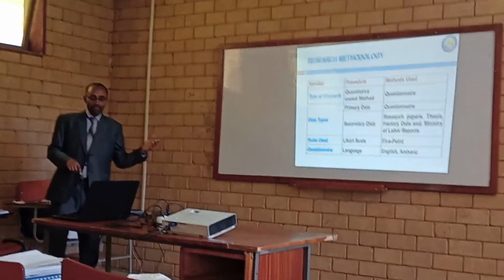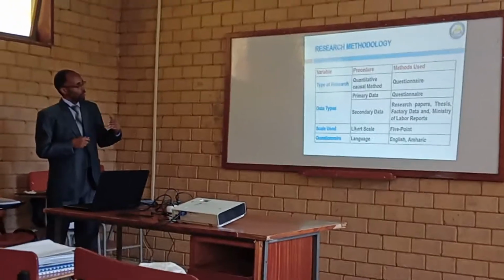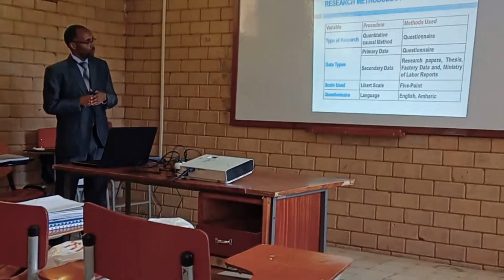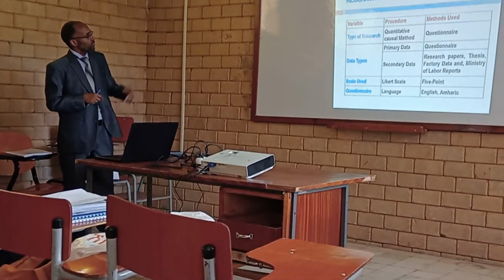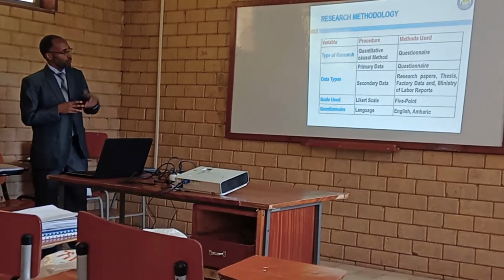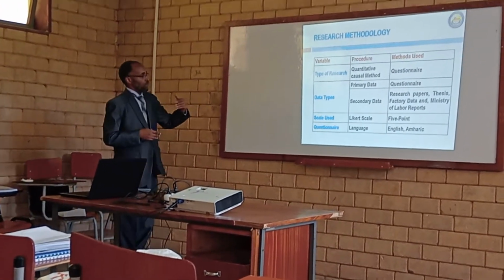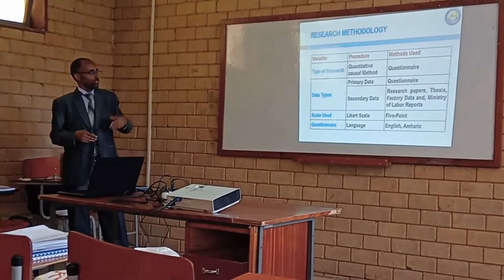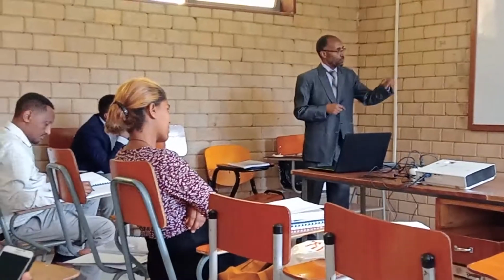I try to summarize the whole sub-chapter 3 with this table. I try to go through. I think I have time. So, my type of research is quantitative cause and effect method, and the method I use is a questionnaire. The data I try to see is both primary and secondary data. For primary, I prepared a questionnaire in both English and Amharic.